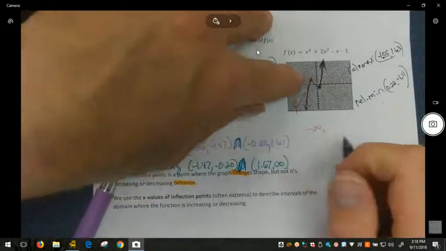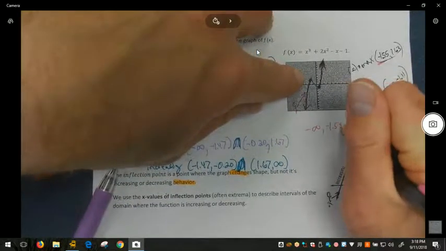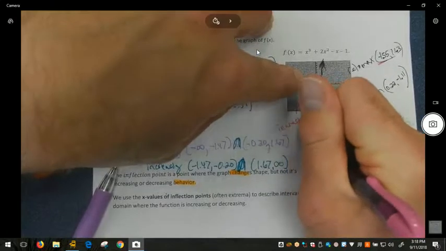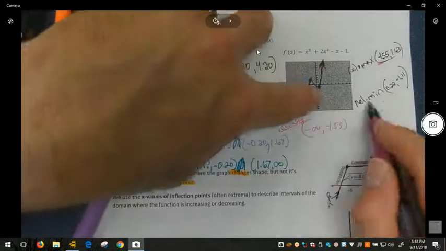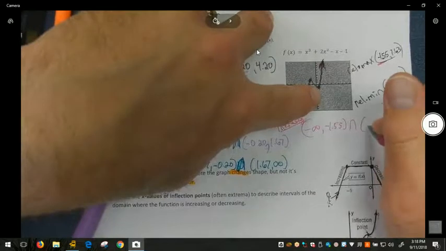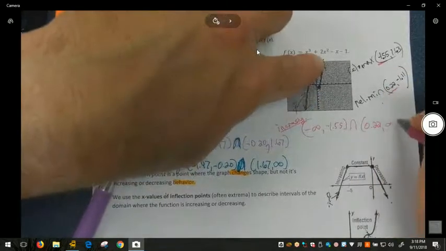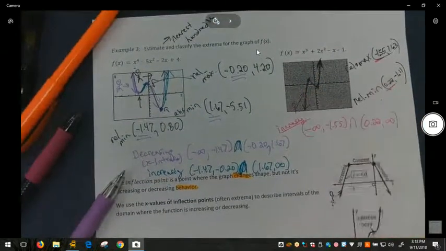So from negative infinity up until this x value on the relative max of negative 1.55, we are increasing, the height of the graph is increasing. From this x value, which comes from our relative minimum, we have 0.22, to infinity because it doesn't stop increasing after that x value as we move to the right.